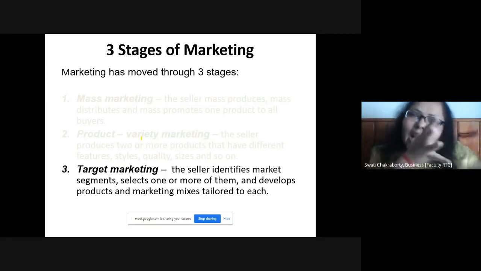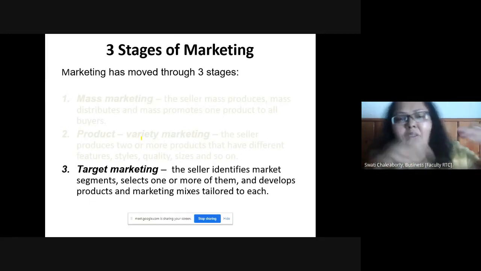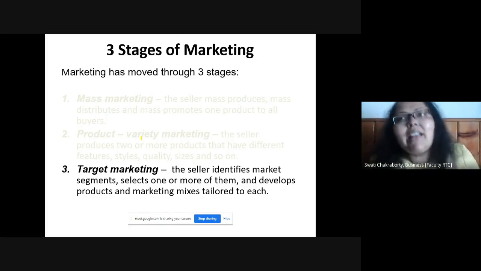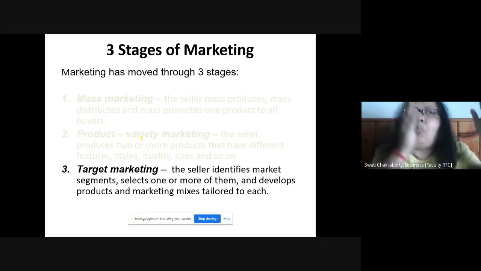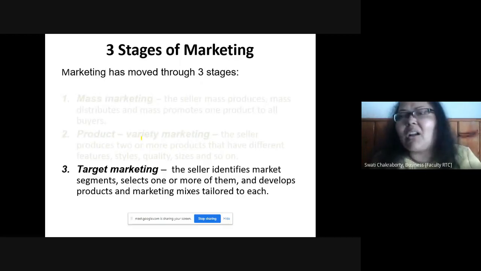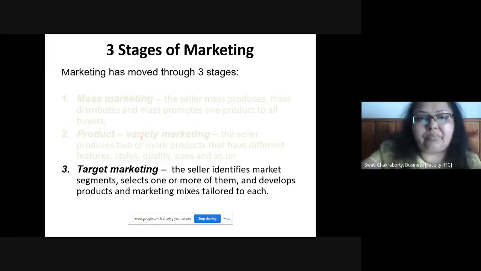So target either one segment or multiple. It can actually do it. First identify, then select, and then develop the products and services that are mainly targeting that group of customers. Maybe you need to go for some adaptation, some modification of your products to target those or meet the needs of that particular group of customers.